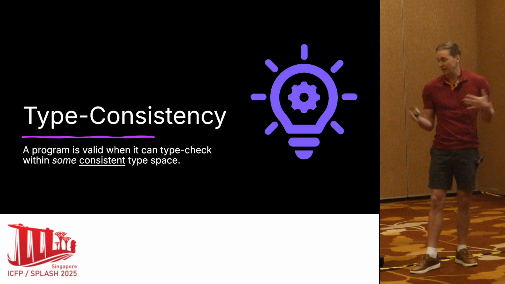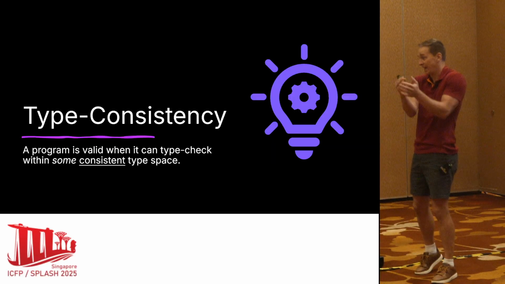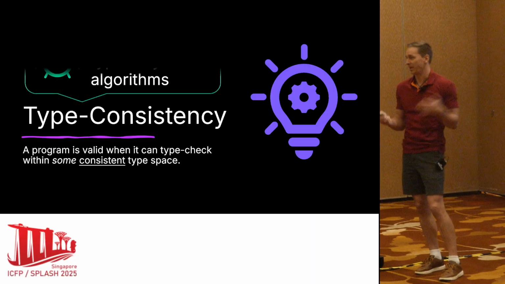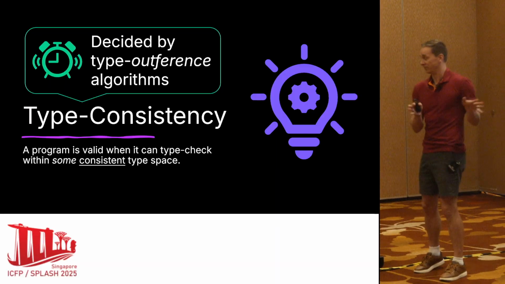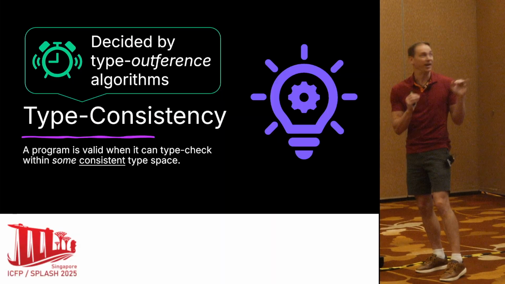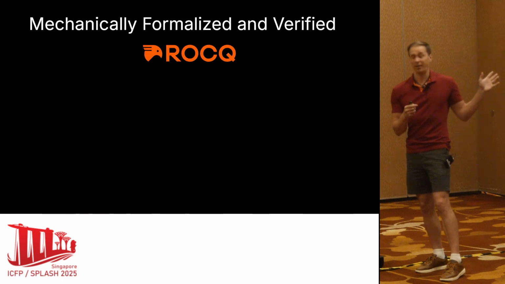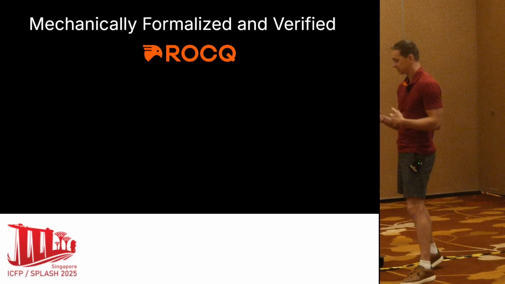So as a pun on the fact that our algorithm works by sort of factoring these type variables out of the constraints, we call decision procedures for type consistency type-outference algorithms, introducing sort of a generalization of type inference. Now, I recognize that this is kind of weird and far-fetched, so I formalized and mechanized all of this in Rocq to establish confidence in these results.